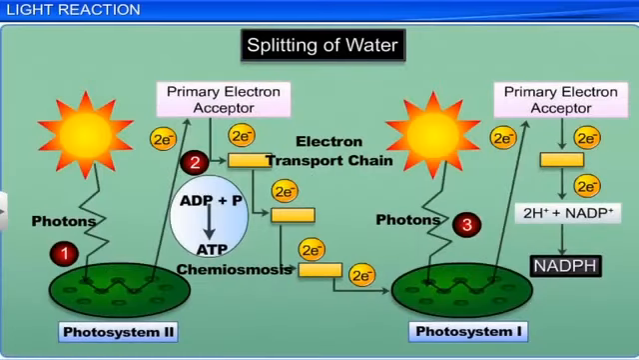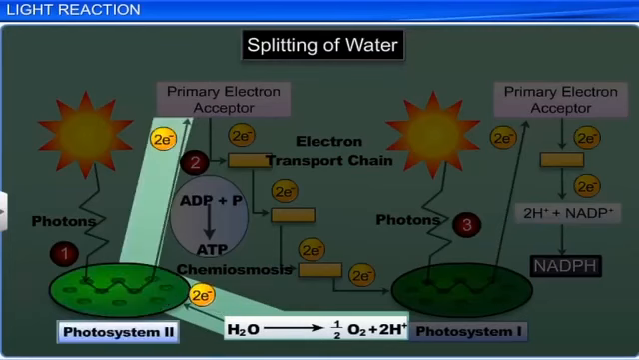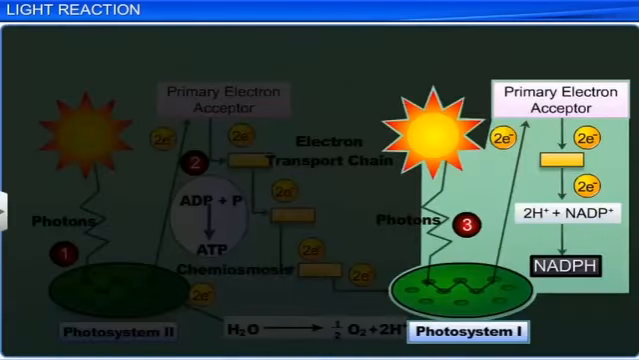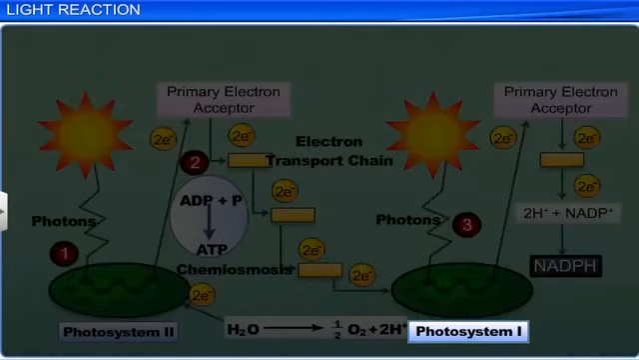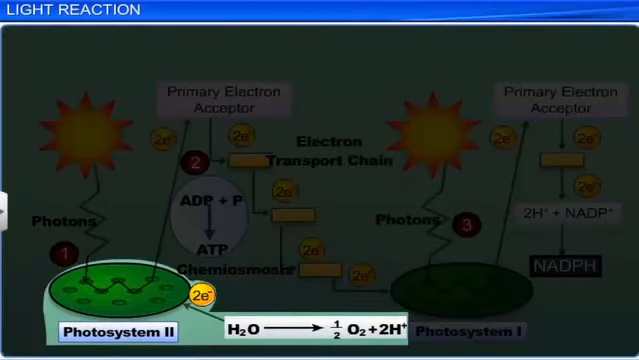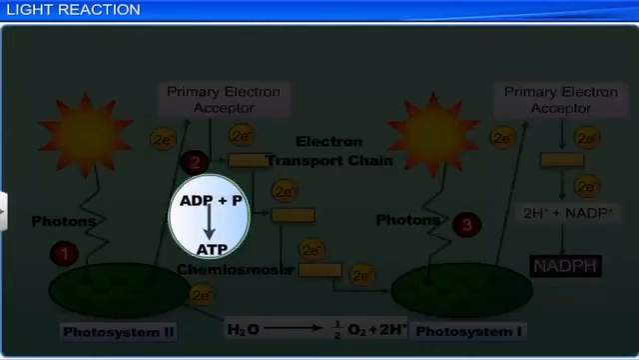In water splitting, water is split into H+, oxygen atom, and electrons. The electrons that were removed from PS2 are replaced by electrons formed due to the splitting of water. The electrons needed to replace those removed from PS1 are provided by the excited electrons of PS2 through the electron transport system. Water splitting complex is associated with PS2. The process of synthesizing high-energy compounds like ATP by cells in the chloroplast and mitochondria is called phosphorylation.